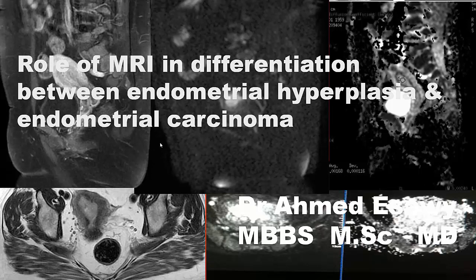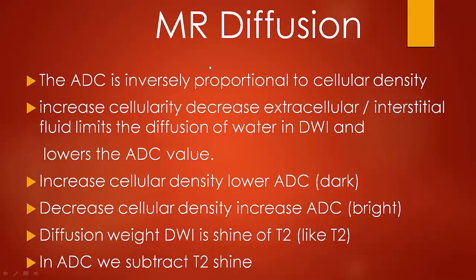Bismillah ir-Rahman ir-Rahim. Role of MRI in differentiation between endometrial hyperplasia and endometrial carcinoma. MR diffusion: the ADC, apparent diffusion coefficient, is inversely proportional to cellular density.